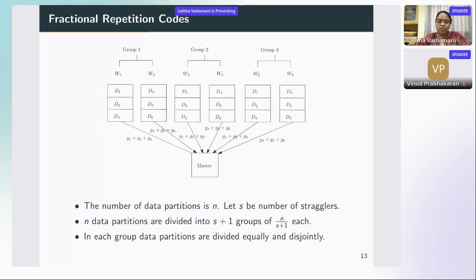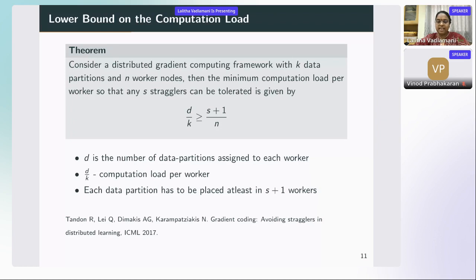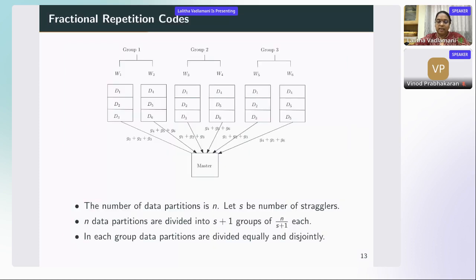So I'll describe 2 sets of codes, both quite simple, which achieve the lower bound that we have seen in the previous case. This is the lower bound, d over k is greater than or equal to s plus 1 over n, right? And I'm going to describe 2 sets of codes which achieve that with equality. One is fractional repetition. The idea is very simple, and for this code construction, all that we require is that s plus 1 has to divide n. Okay, and if that is the case, I think this is the simplest code that we can think of.